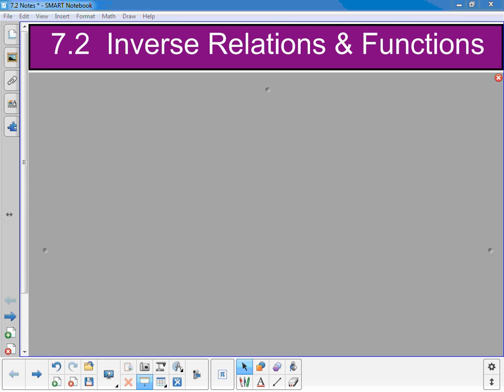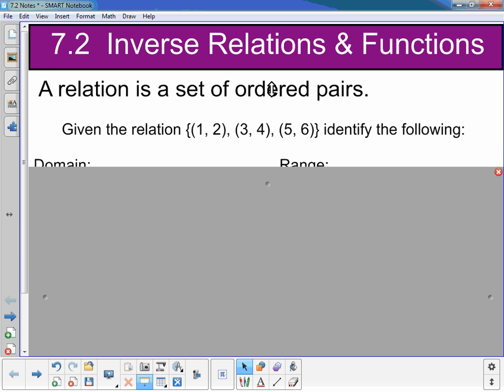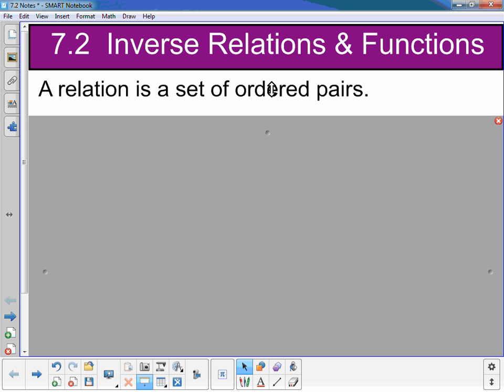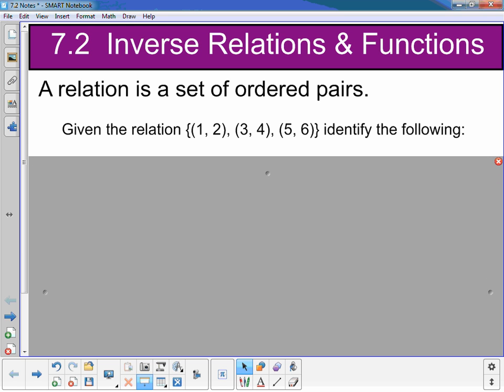Today we're talking about inverse relations, inverse functions. Now that word inverse, when you think of inverse, you kind of think of opposite, and that's really what we're looking at today. A relation, let's just review, is a set of ordered pairs. That's all it is. Taking a set of ordered pairs, putting it together, makes up a relation. So for example, let's say we have the relation (1, 2), (3, 4), (5, 6). That's given to you on your page.